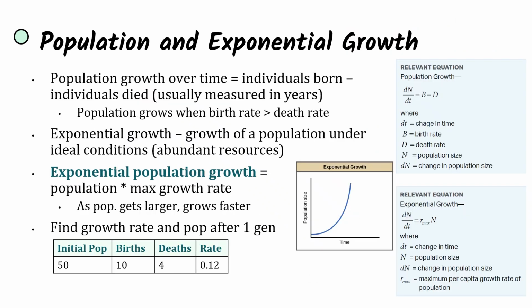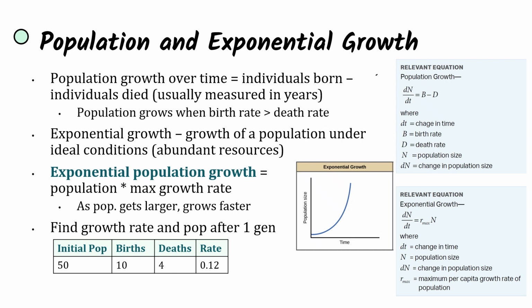So now on to population and exponential growth. There's population growth over time, and that's represented by the individuals born minus the individuals that die, usually measured in years. And the population is going to grow when the birth rate is larger than the death rate. If you have more people born, that means your population is growing.